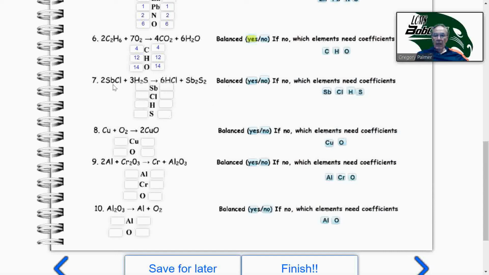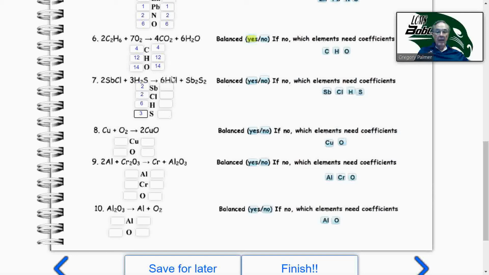Okay, we have 2 SbCl, so it's 2 of this whole compound, plus 3 H2S's, so hydrogen sulfide, and we have 6 HCl's, and then this Sb2S2. So we're going to count now, because we have 2 of this whole formula, we have 2 Sb's and 2 Cl's. And then we have 3 of the H2S's. So we have 3 times 2 is 6 hydrogens. And there's a 1 there, so 3 times 1 is 3.